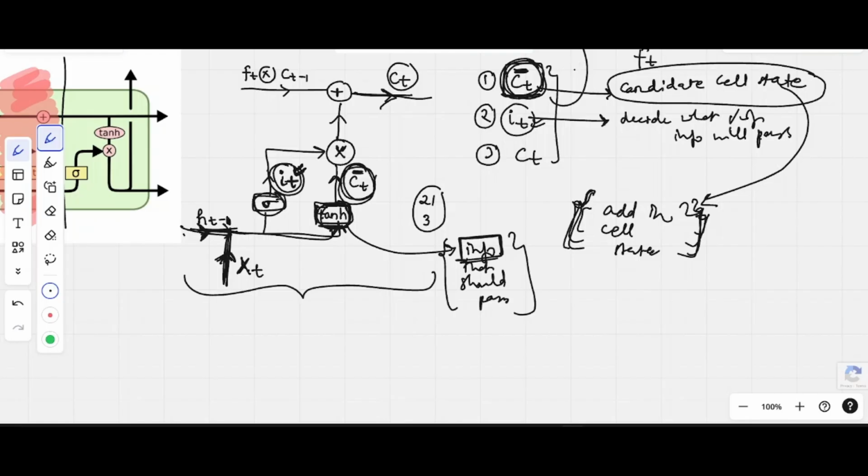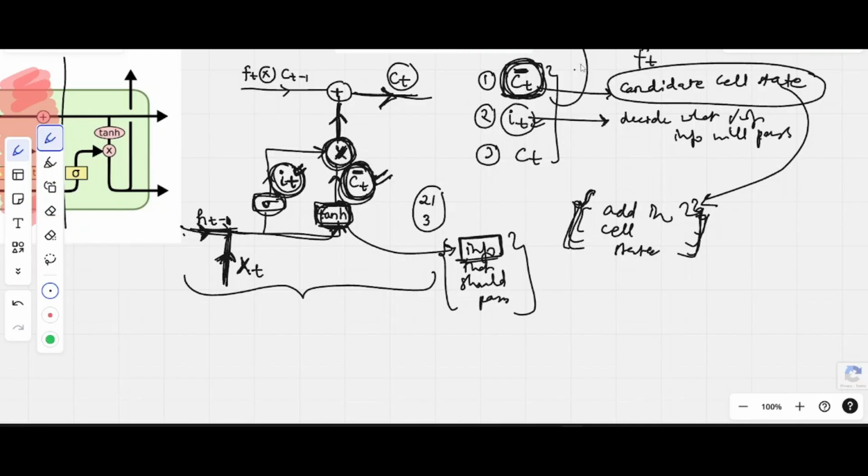Now there is a pointwise operation that is happening here. What this pointwise operation is doing is, from the candidate cell state, it's deciding how much information should pass, or basically what information from the candidate cell state is actually necessary, actually required, actually important for the final memory cell state. So it tells you what information out of the candidate cell state is actually important, like who became the prime minister, who became the ministers at the end. Out of all the candidates, who became the ministers at the end. This is what this pointwise operation is doing.